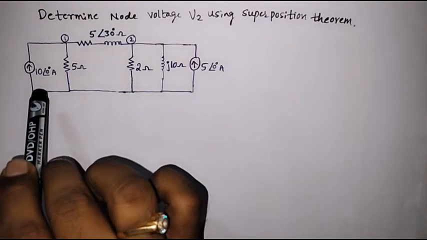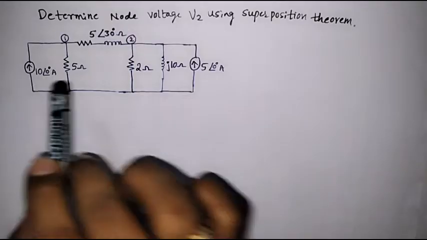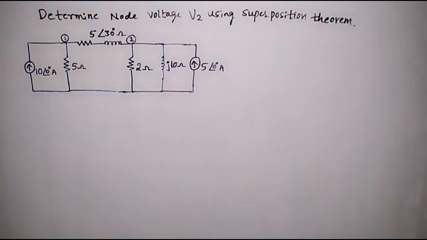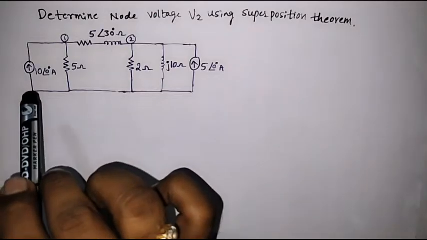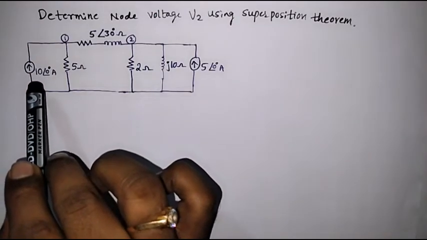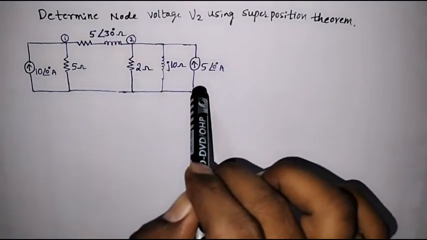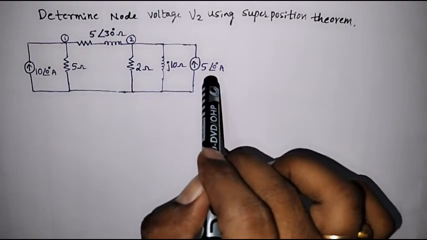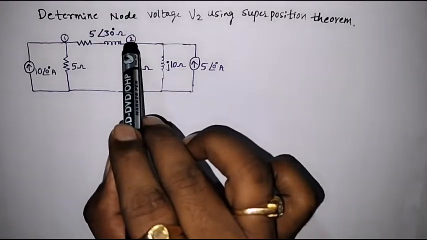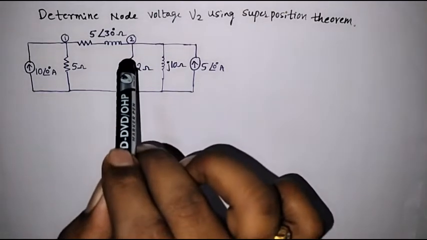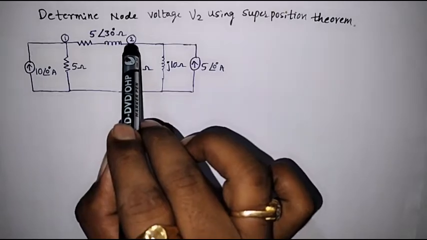In the circuit we have two independent current sources. One is 10 angle 0, another one is 5 angle 0. We know that in superposition theorem one source is considered at a time. So first we'll consider the 10 amp current source and find the voltage at this point. Then later we'll consider the 5 angle 0 current source and find the voltage at point 2. So the sum of the first voltage and this voltage together gives the voltage at this node.